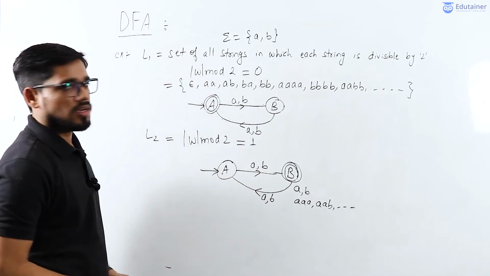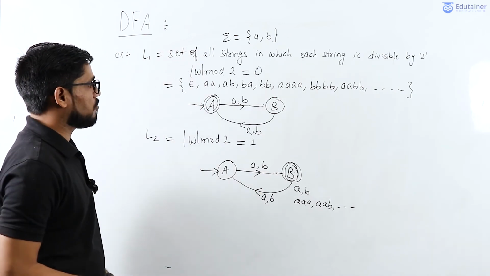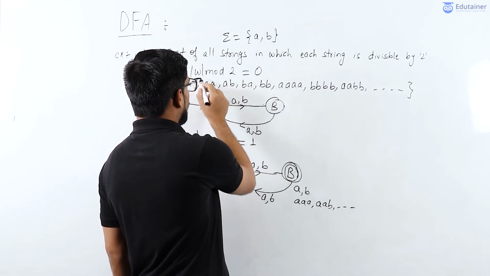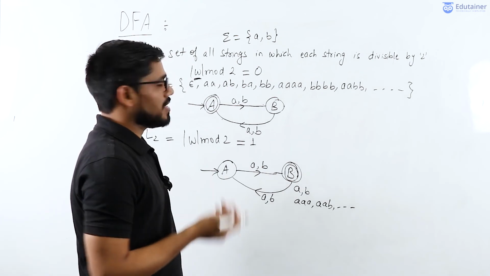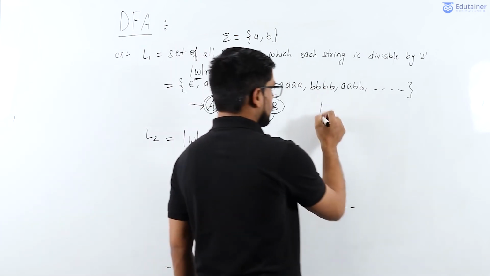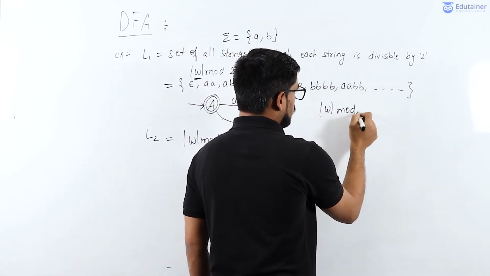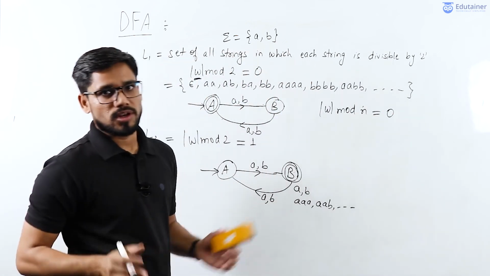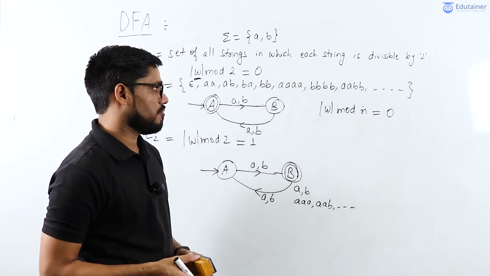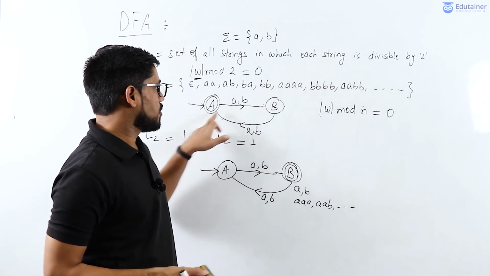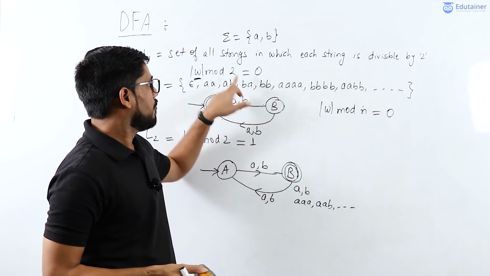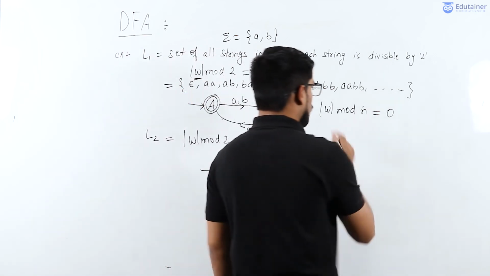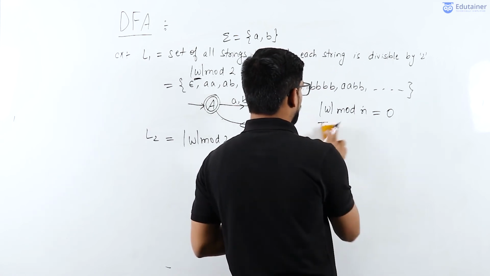Okay, so can you generalize a formula for such type of language? When you divide the length of any string in a language by, let's say, a number n, you take mod w mod n, and if you get a remainder 0, then what is the total number of states possible in such a language? Here the number of states possible is 2, and we divide by 2. So if you divide by n, then the number of states possible will be n.